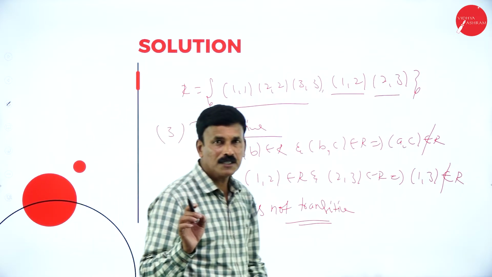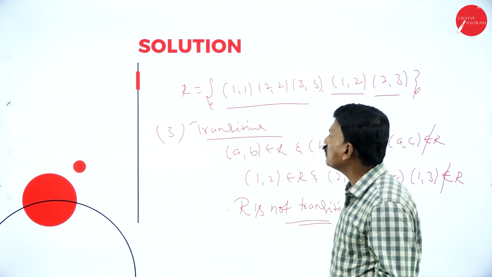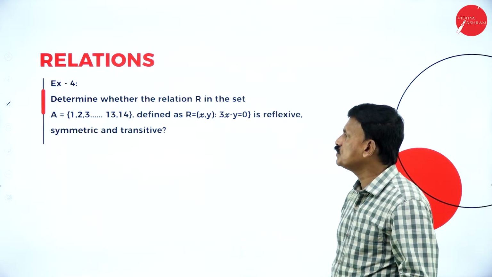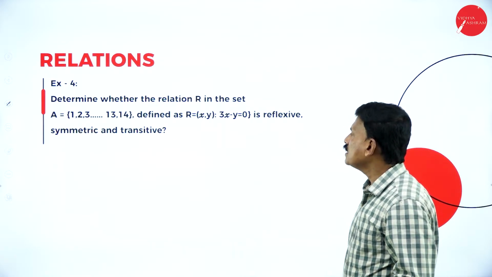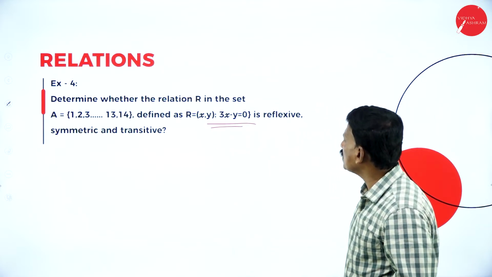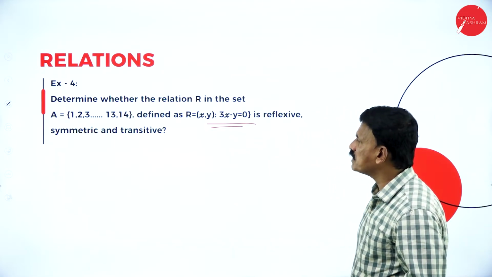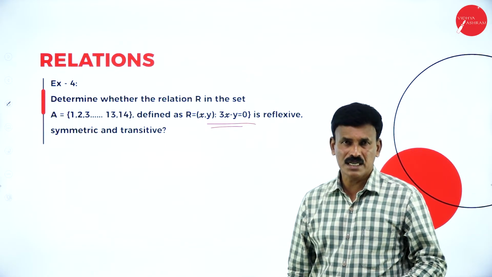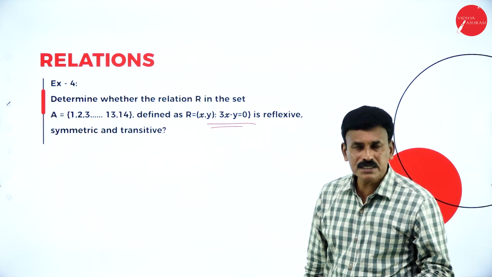Now, hope you got an idea. Now, let us come to the next problem. Determine whether the relation R in the set A equal to {1, 2, 3, up to 14} defined by R equal to {(x, y) such that 3x minus y is equal to 0} is reflexive, symmetric and transitive. Determine, that means we have to verify whether it is reflexive, symmetric and transitive.